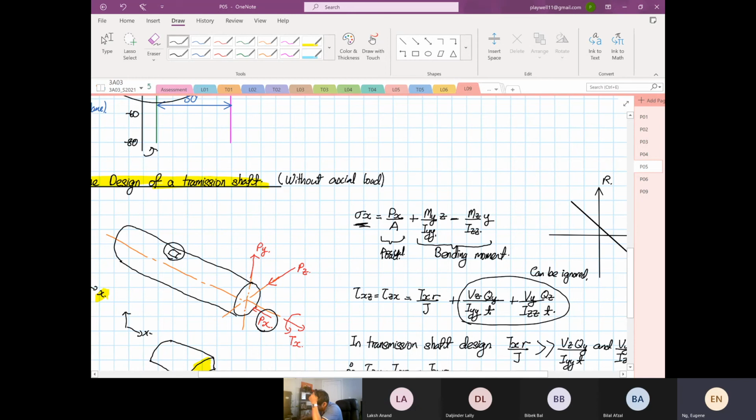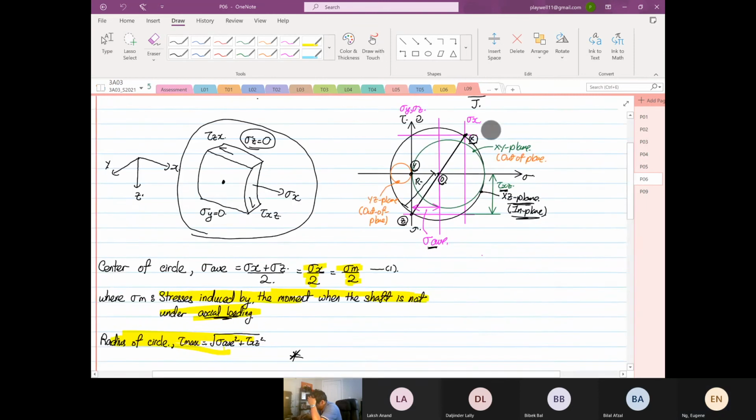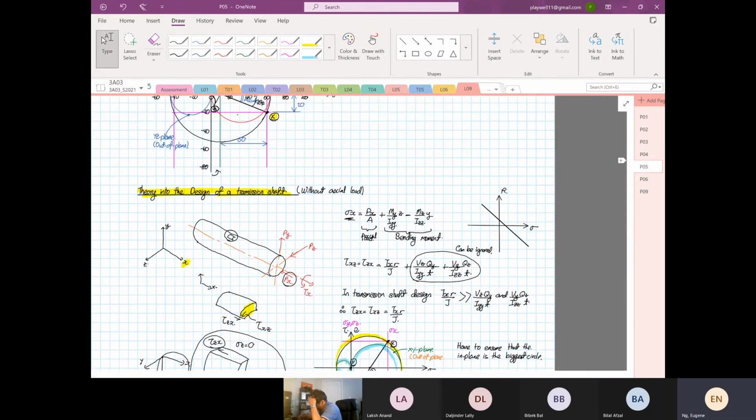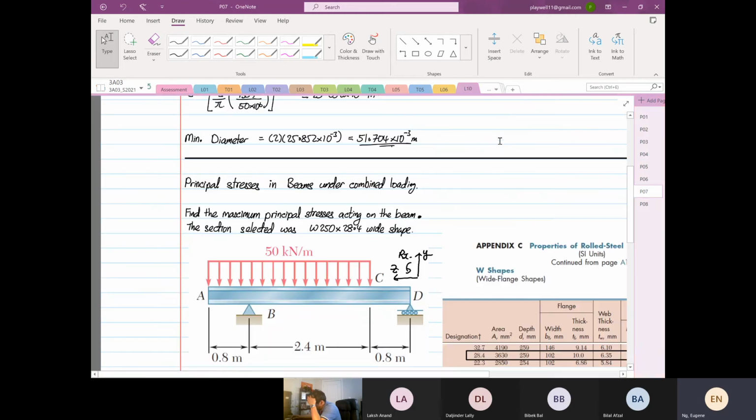Whenever they say it's a transmission shaft, you have to not consider the axial load. Then we did some derivation which we did not finish. That was week number 9. Then we go into week number 10.